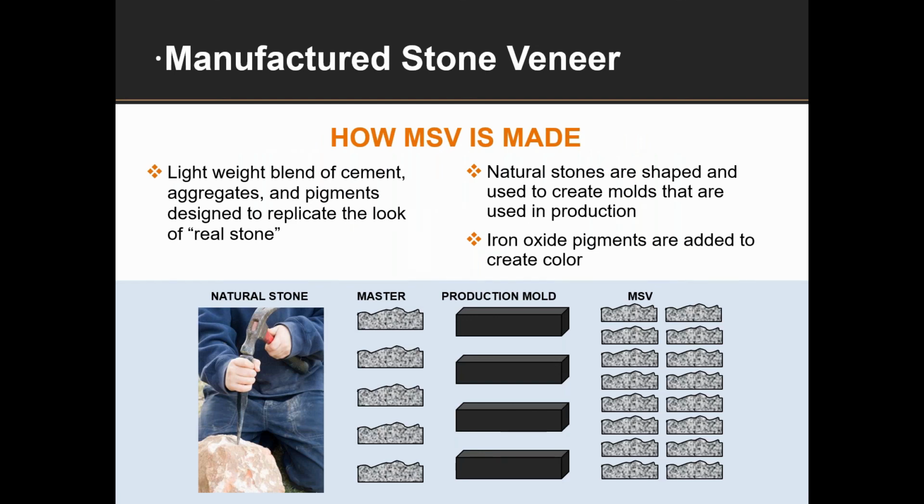Now, how is manufactured stone produced? Well, it's critical for us to convey the look and the beauty of natural stone. That's what it's all about. So the process of creating our stone molds is just as important as the process of making the stone itself. In the mold production process, a manufacturer will cut and size natural stones to meet the specs for that MSV that they're trying to achieve.